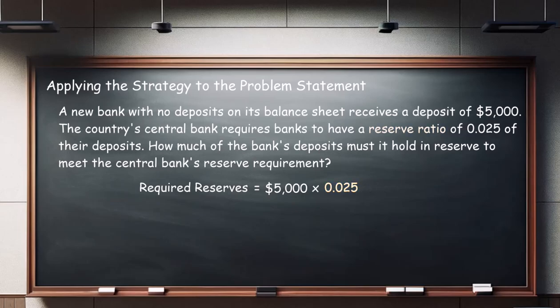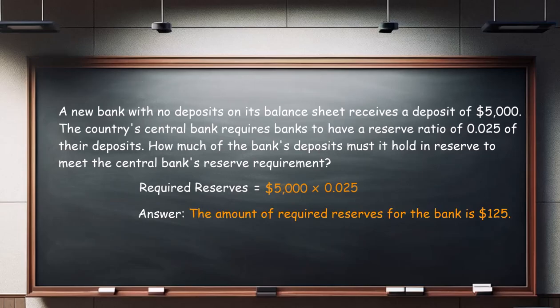4. Multiply the amount of the deposit by the reserve ratio. The deposit from the problem statement is $5,000, and the reserve ratio is 0.025. So, multiplying the deposit of $5,000 by the reserve ratio of 0.025 is $125. The answer to the problem statement is the amount of required reserves for the bank is $125.